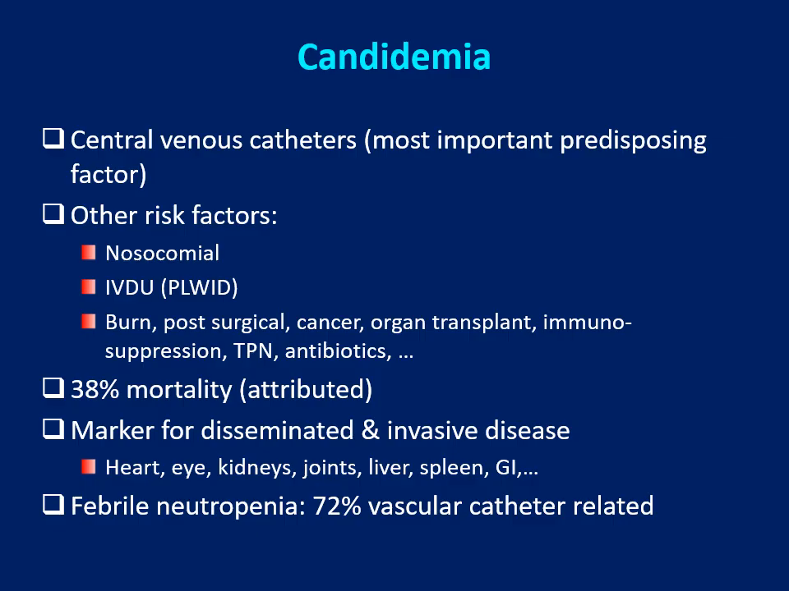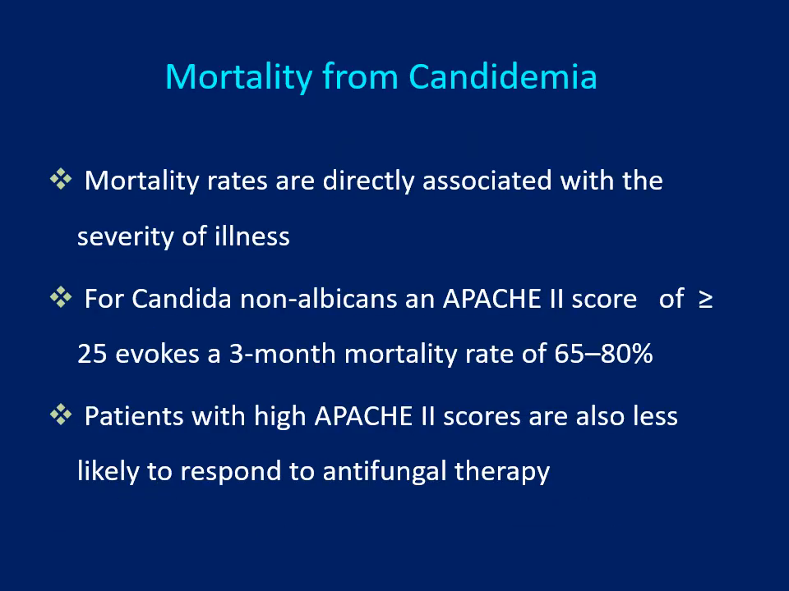Mortality from candidemia could be very high, and the mortality can be even higher when you have a higher APACHE score, reaching between 60 and 80%. And those people who have a high APACHE score may be poor responders to antifungal therapy.